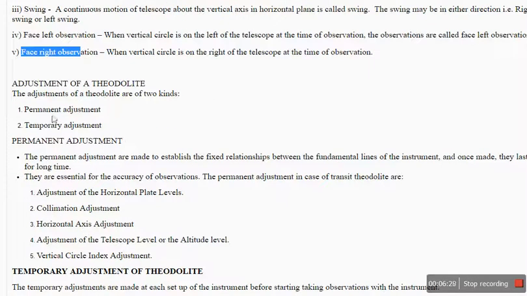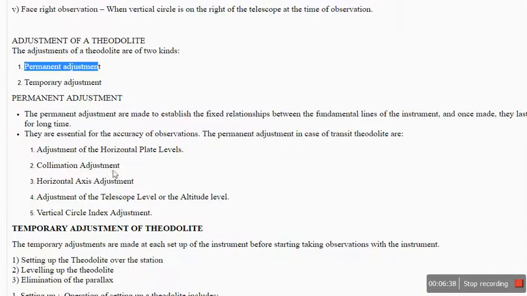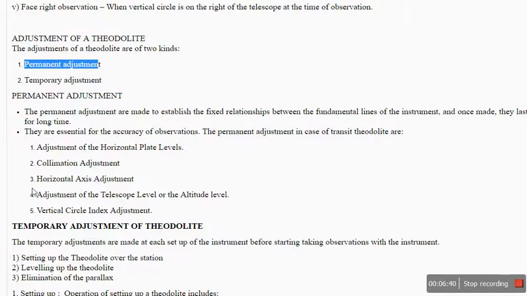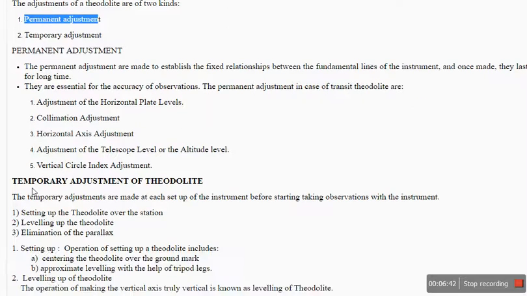So then we go into the adjustments. What are the adjustments of the theodolite? We have two types: temporary adjustments and permanent adjustments. Temporary adjustments we have discussed many times, but we did not discuss the permanent adjustments.